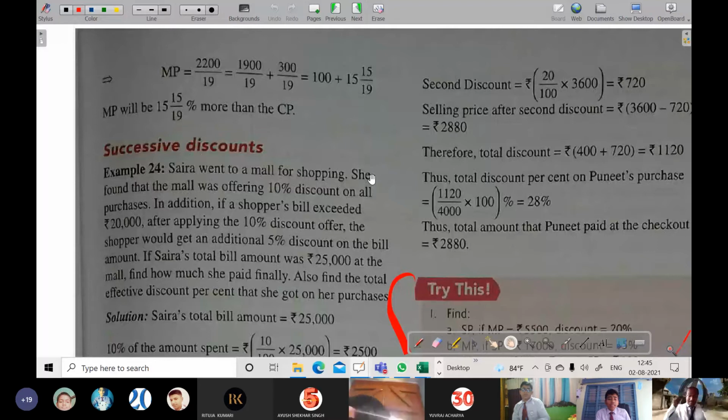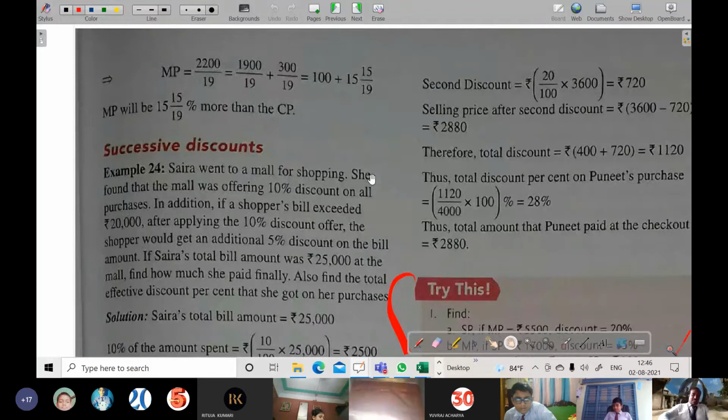Okay, sir, leave this one. Successive discount I can do, sir. Yes, successive discount I can do, sir. Leave this one, sir. Okay. So now what? 25 number, what happened? Yes, leave it, Suraj. Okay, sir. It is okay.